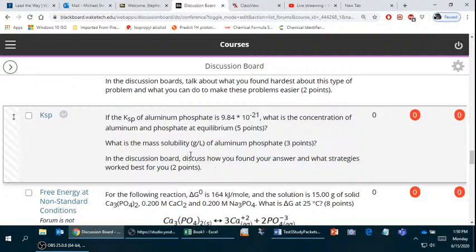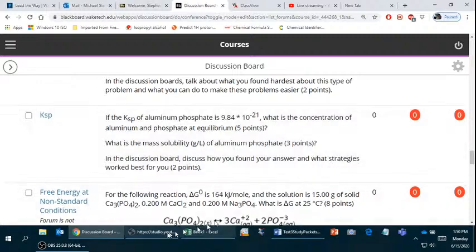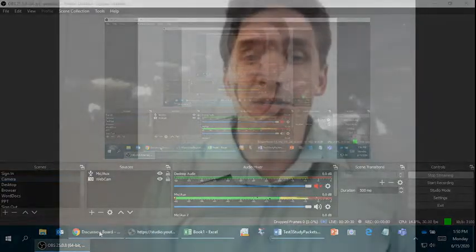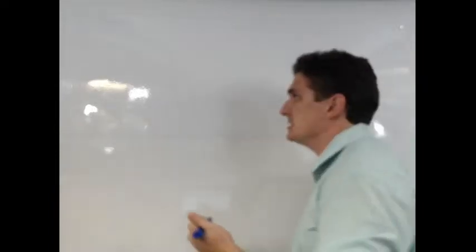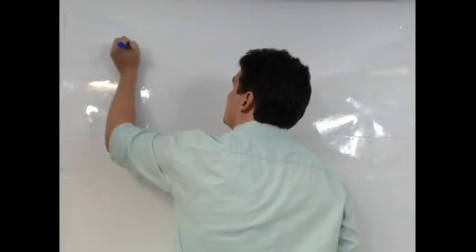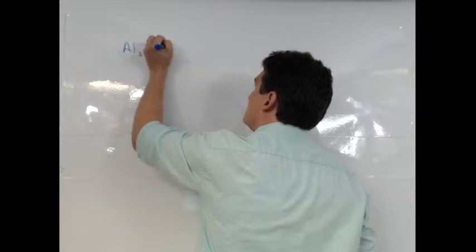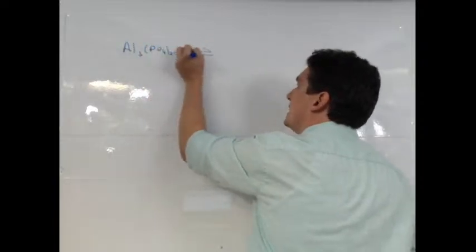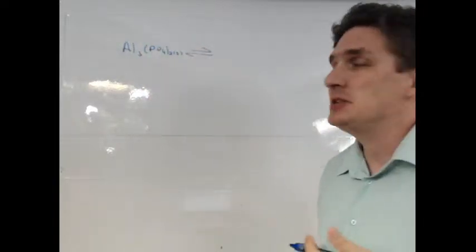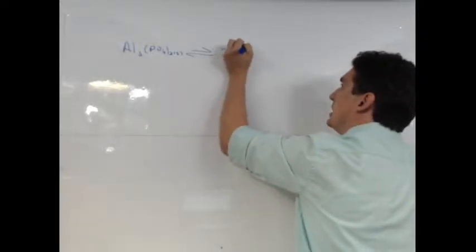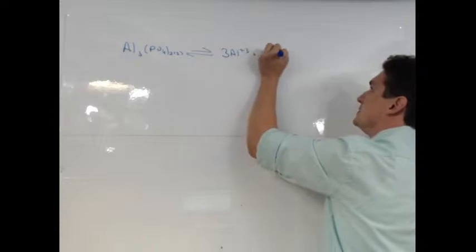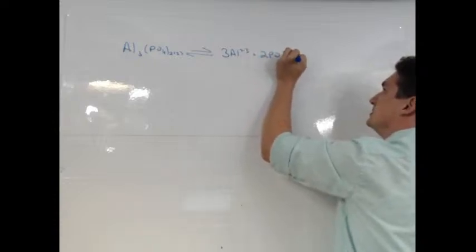So again, with all of these types of problems, you can't skip over an ice table. You have to use an ICE table to solve these types of problems. Now, this also presupposes that you know what aluminum phosphate is. That's more of a chemistry 1 concept. So aluminum phosphate, AlPO4, is a solid. KSP, if you look in the notes, is just simply taking a solid and dissociating it into its ions. So Al3+ plus PO4 3-.